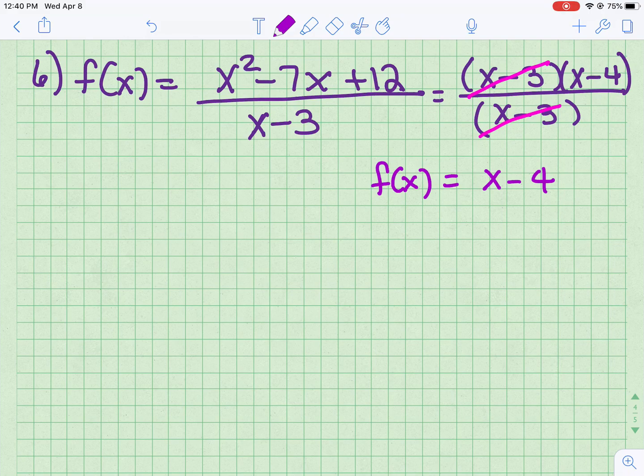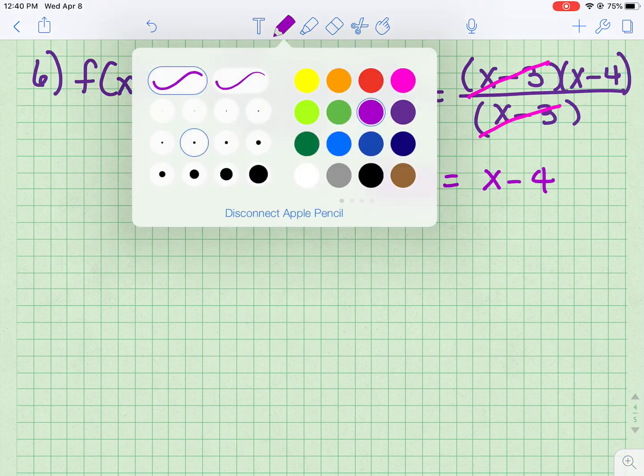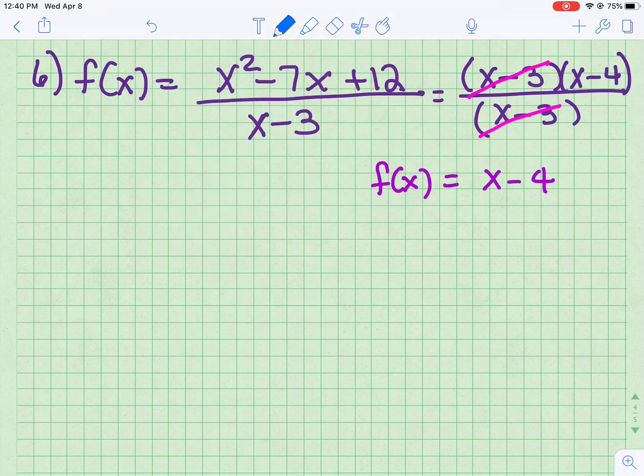You can use your graphing calculator for that, or you can just graph it. Then I'm going to look at my holes. I know I have a hole. The question is where? Well, I crossed out the x minus 3, so the x value of the hole is going to be 3. I don't know the y value yet. I can plug it in and do 3 minus 4, or use your graphing calculator. If you replace x with 3, you would get -1 as the y value of the hole. So the hole is at (3, -1).